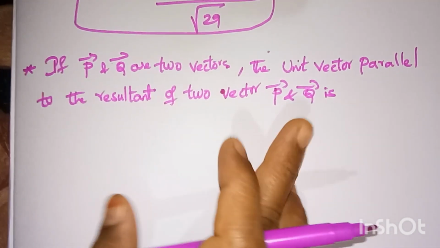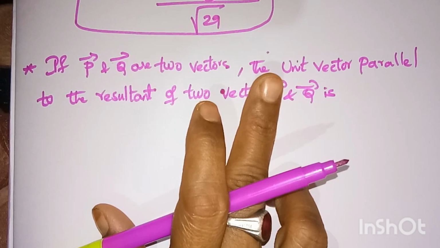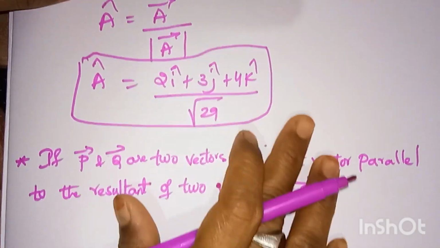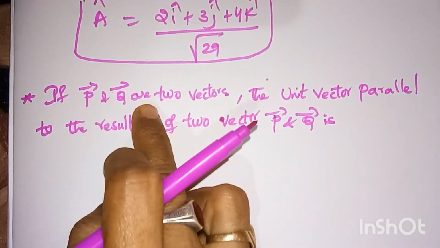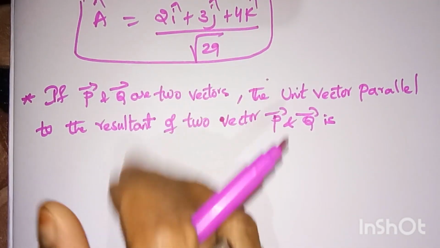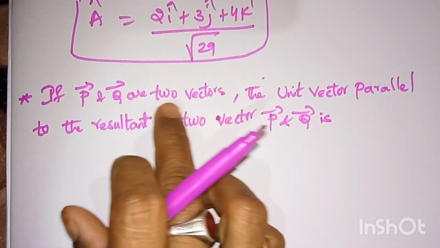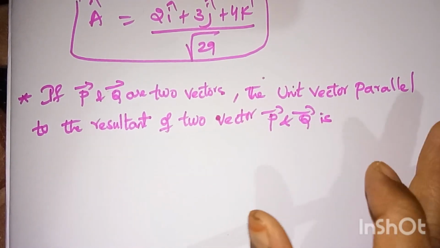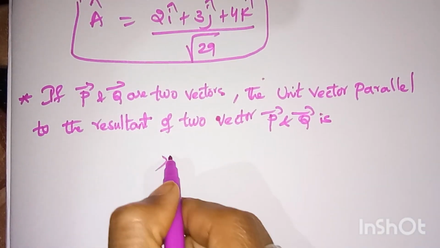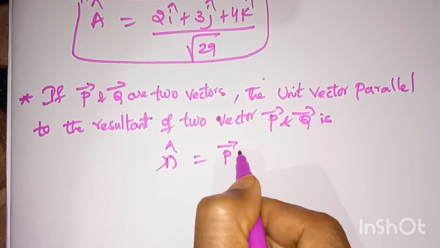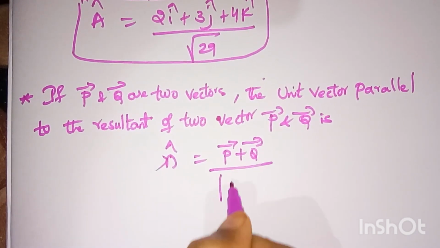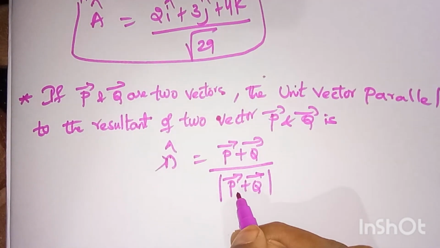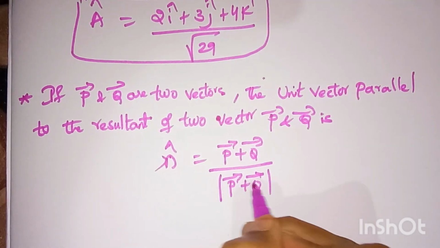So with the help of one vector, how can we calculate the unit vector? A cap equals A bar by magnitude of A bar. Suppose they have given two vectors, P bar and Q bar. How can you calculate the unit vector parallel to P bar and Q bar? N cap is equal to P bar plus Q bar by magnitude of P bar plus Q bar. So this magnitude will be for the combination P bar plus Q bar.